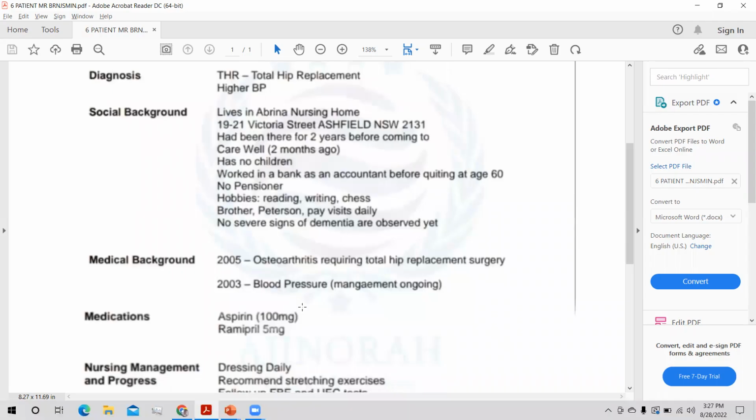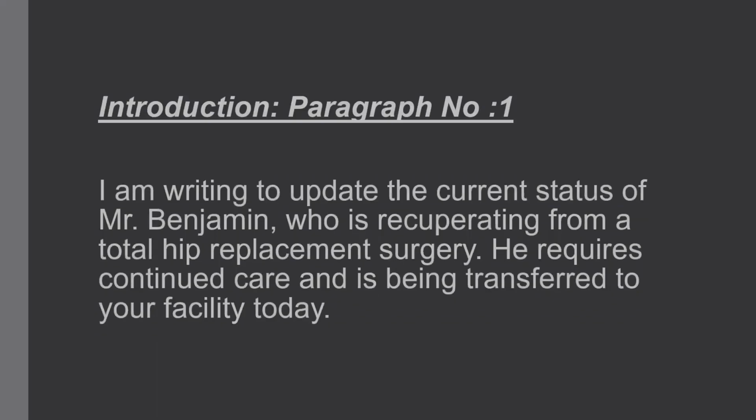So the first thing we have to check is how to write the introduction. I already told you in my previous video that we would like to follow a pattern, an introduction pattern, and a paragraph. I will give you an example. You can start like this: I'm writing to update the current status of Mr. Benjamin, who is recuperating from a total hip replacement surgery. He requires continued care and is being transferred to your facility today.